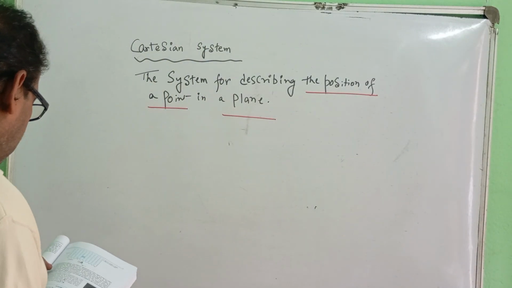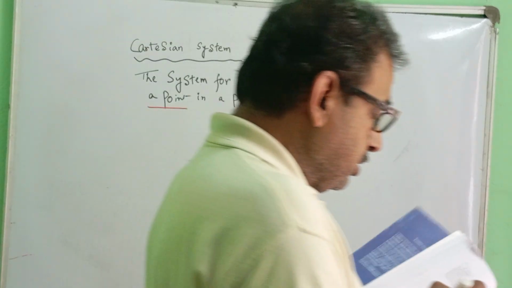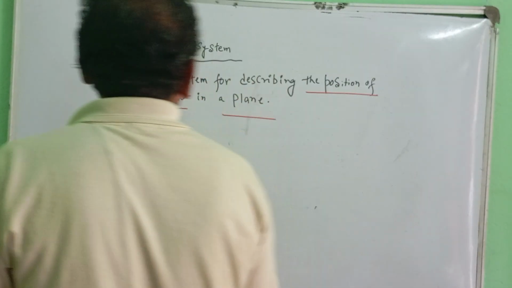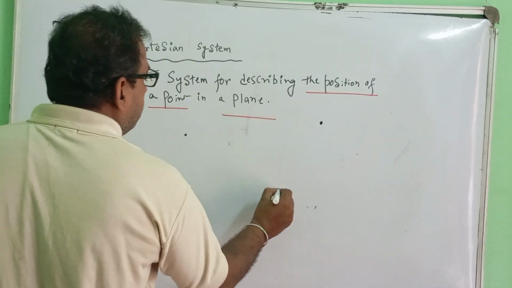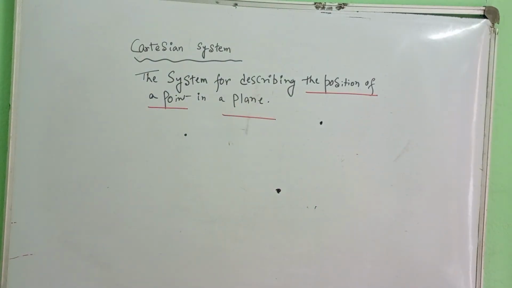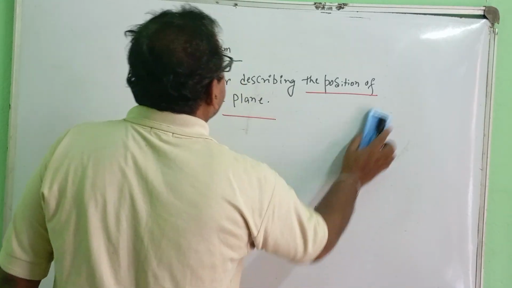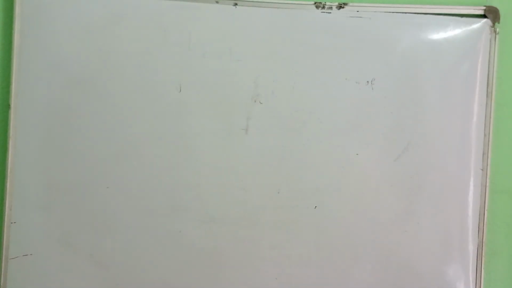Now the consideration is coming. What are points? If we put anything over here, this point may be there, this point may be there, this point may be there. Whatever the points are, each point has to be defined by the Cartesian system. Now we have to know how the Cartesian system works.